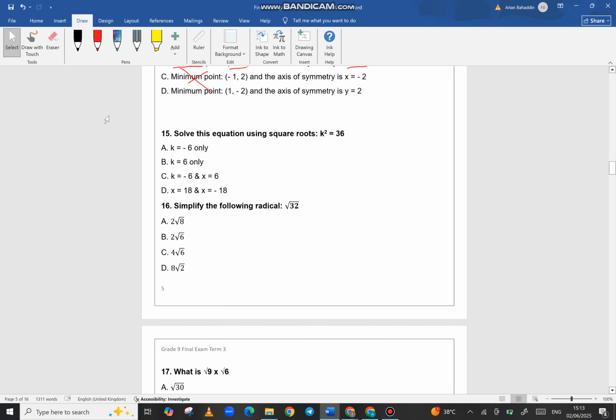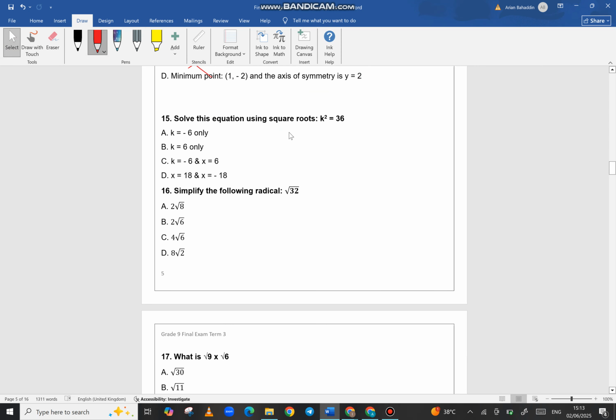Alright, next. Square roots, very easy. I don't need to explain much. K is equal to plus or minus square root of 36. So K is equal to plus or minus 6. So it's C.